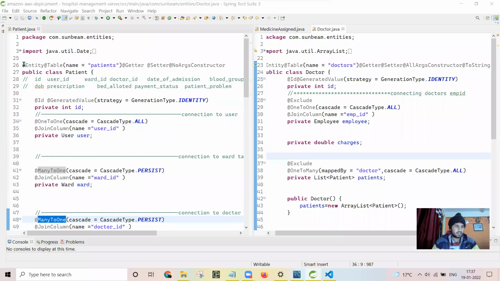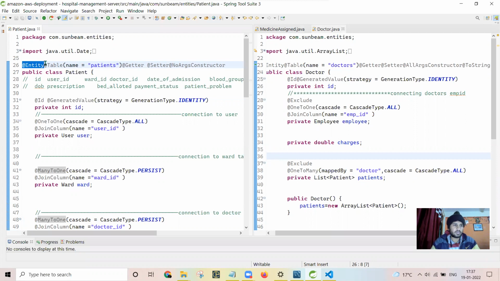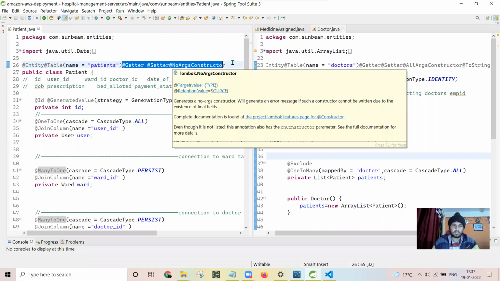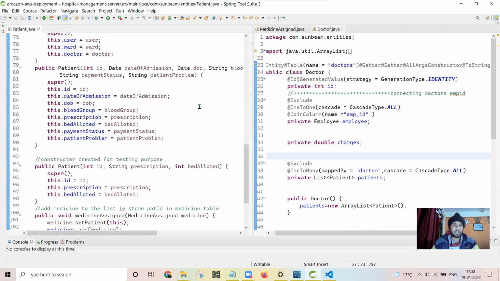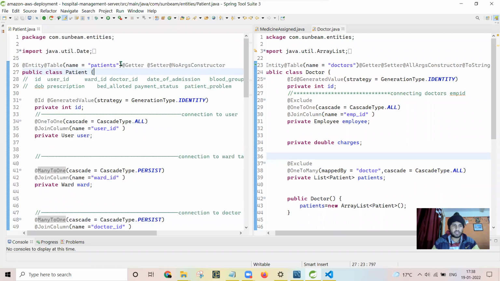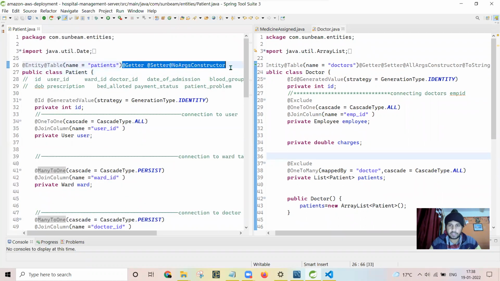Here, these annotations are: @Entity and @Table. @Entity is an annotation that belongs to Spring persistence. This is the table name. For the getter, setter, and no-args constructor, I have used the Lombok library, which gives us getters and setters directly just by putting this annotation. You can see I have not written any getter setter. I have just written that annotation over there, and I will be getting all the getters and setters automatically.